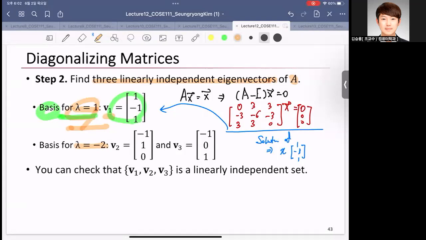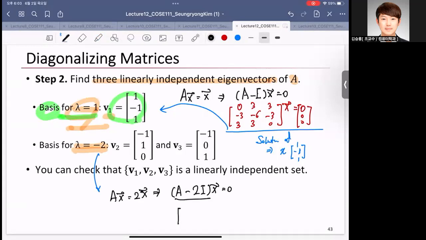Similarly, if lambda is equal to 2, then A x is equal to 2x, which is going to be (A minus 2 lambda I) times x is equal to 0. Then this matrix is all 3s, times x is equal to 0. Let's solve this homogeneous system.